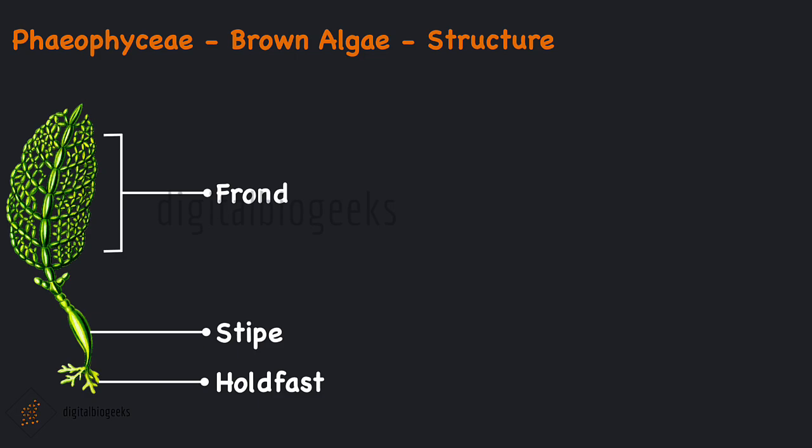The inside part of the stipe is hollow and is filled with gas. You know why? That helps the algae to remain buoyant. There is a leaf-like organ called the frond that helps in photosynthesis.